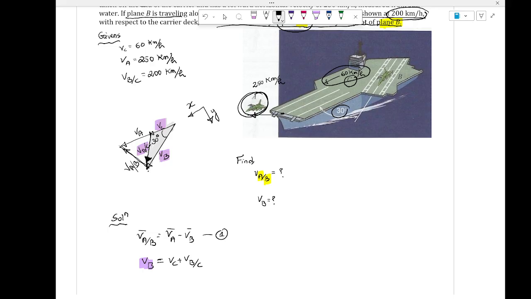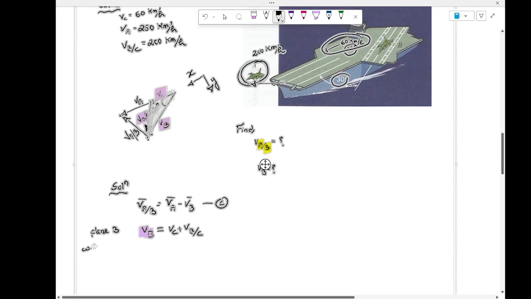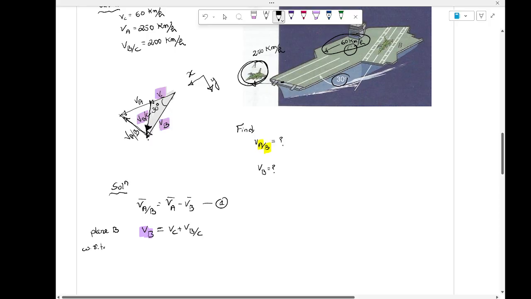So now probably you'd like to understand a little bit more. So this is going to be plane B with respect to, sorry, WRT, that's the short form of that, to still water. Plane B velocity, V dot means velocity, right? That's your VB. All right, and this term you might be wondering how it should be written. It should be plane B with respect to carrier C.